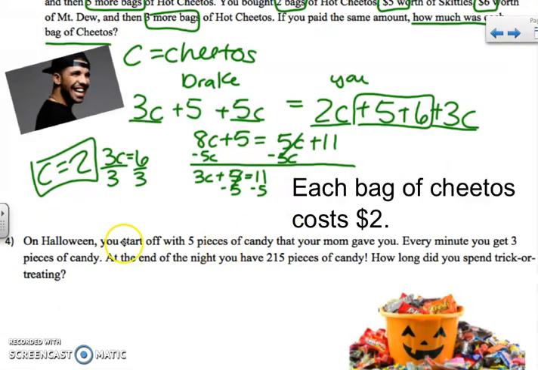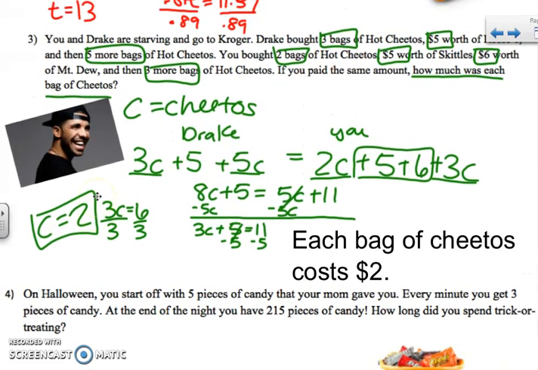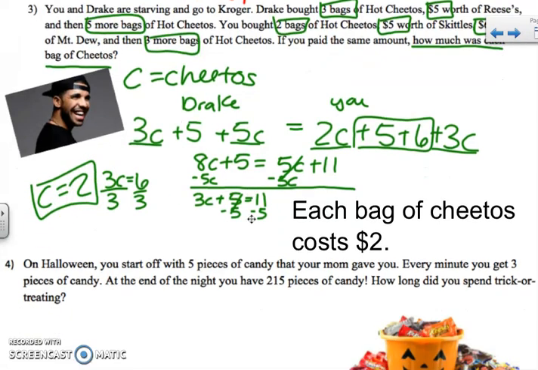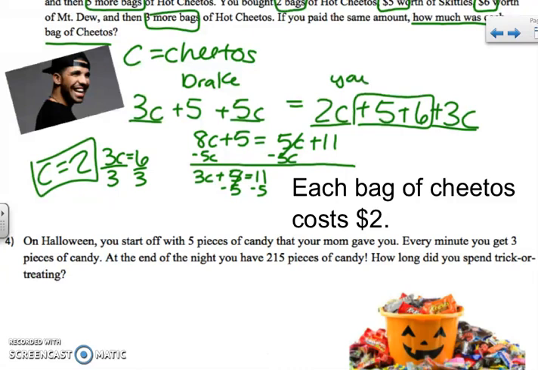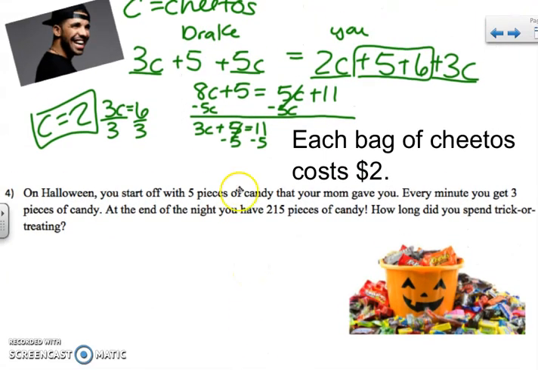Write that down there. Okay? So make sure after you solve each problem, you give me one sentence that explains what that number means in the context of the problem. Okay? Why don't you try number 4 on your own and press pause.